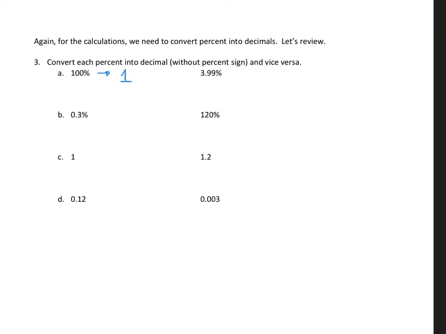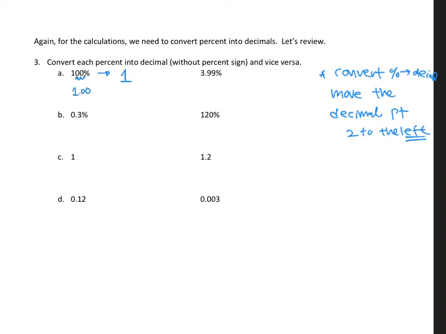Again, to convert percent into decimal, we move the decimal point to the left, right? So 100%, I don't see a decimal point. That means it's at the end of the whole number, which is like here. So how do I convert percent into decimal? I just move my decimal 2 to the left. So it becomes 1.00, which is the same as 1. Okay. How about 0.3%? Again, I can move my decimal 2 to the left.